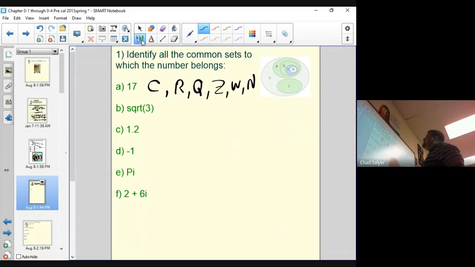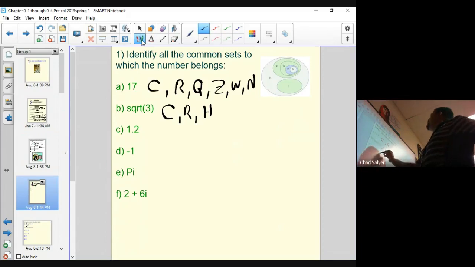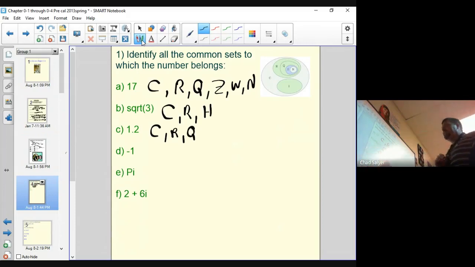The square root of 3 is complex. It is real because it includes no imaginary part. And it is irrational because it is a non-repeating, non-terminating decimal, and as a consequence, cannot be expressed as a fraction. 1.2, complex, real, rational, but is it an integer? No, because it has a fractional part.